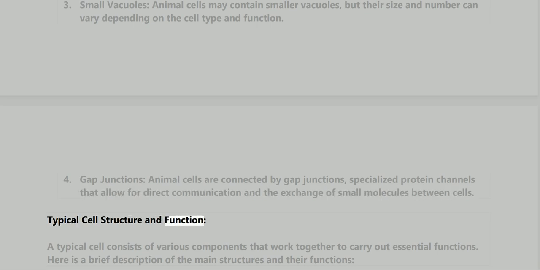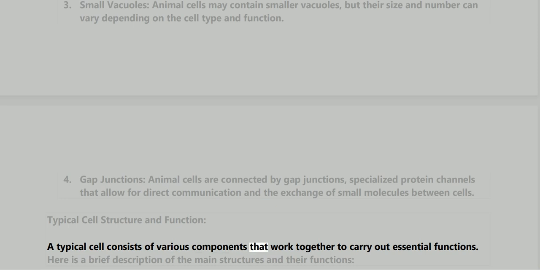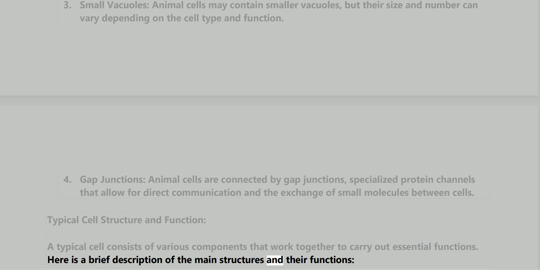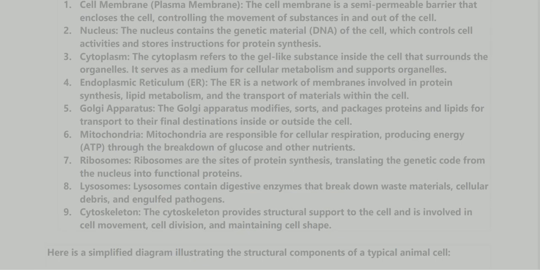Typical cell structure and function. A typical cell consists of various components that work together to carry out essential functions. Here is a brief description of the main structures and their functions. 1. Cell membrane. Plasma membrane. The cell membrane is a semi-permeable barrier that encloses the cell, controlling the movement of substances in and out of the cell.